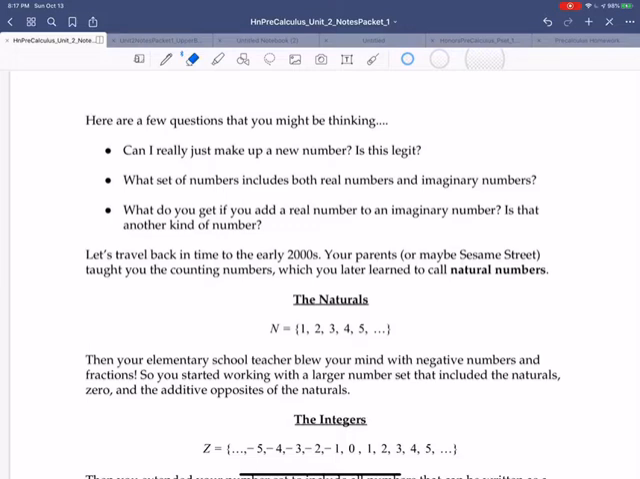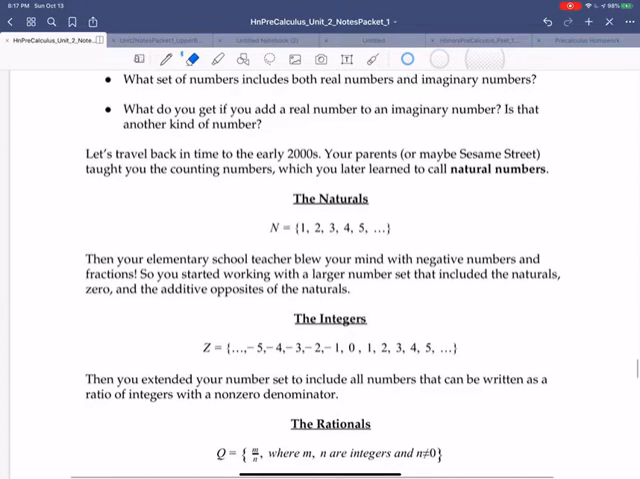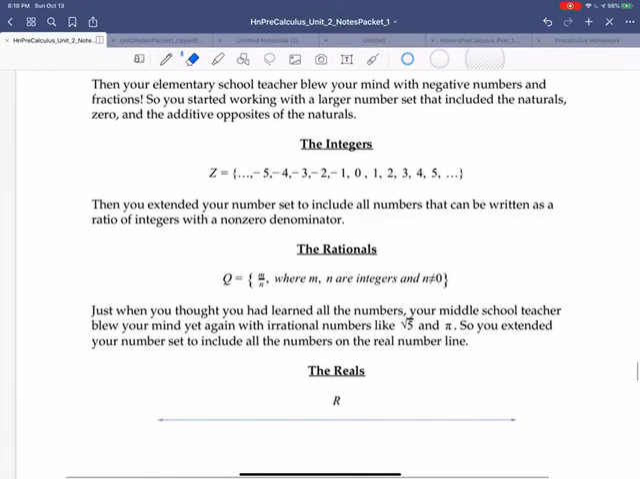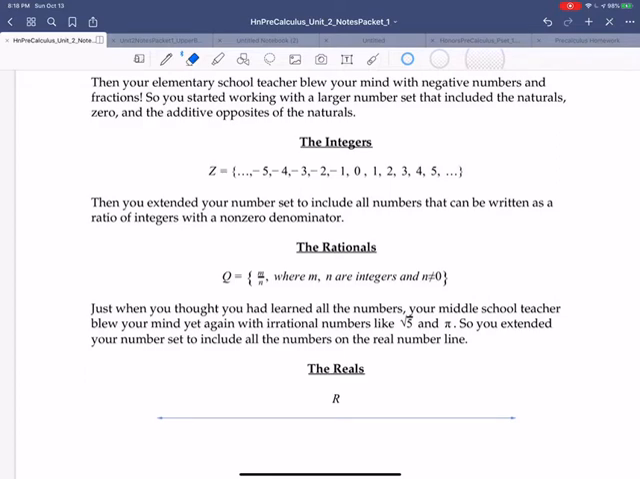Well, when you were a little kid, you started with the natural numbers. And then in elementary school, you extended the natural numbers so that you started working with a larger number set that included the naturals, 0, and the additive opposites of the naturals. This gave you the integers. And you learned how to do all kinds of math with integers. And then you extended your number set to include all numbers that can be written as a ratio of integers with a non-zero denominator. So this gave you the rationals.